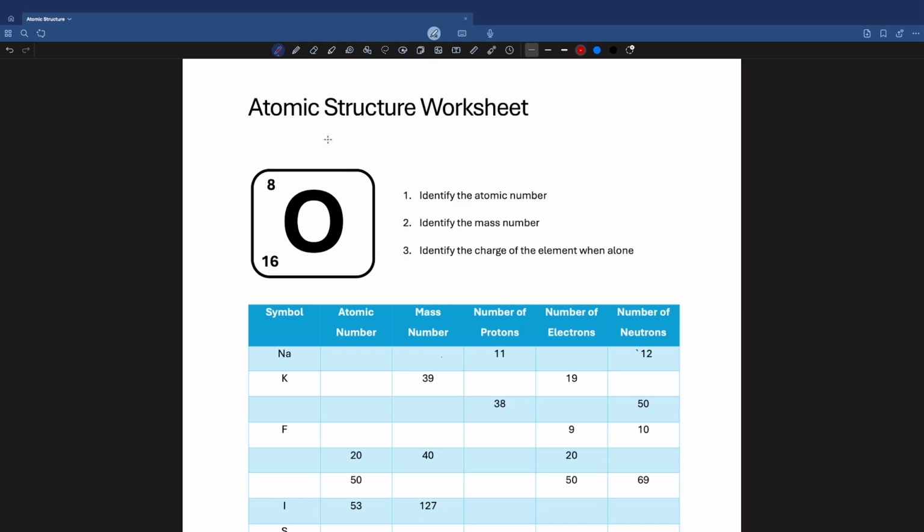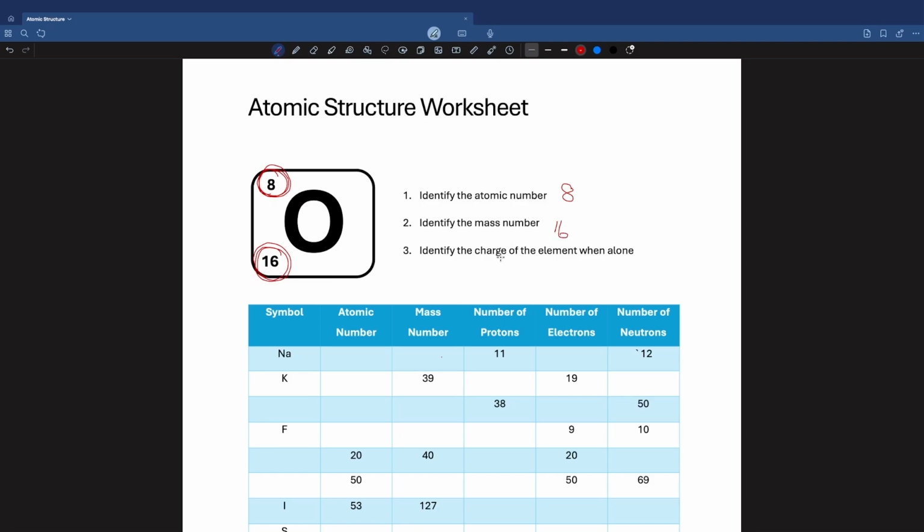According to my video, the atomic number is the upper number in the elemental notation. So 8 is our atomic number. Our mass number is the lower number in the elemental notation. This is an example of the elemental notation that I was talking about during the atomic structure video. And the mass number is therefore 16.